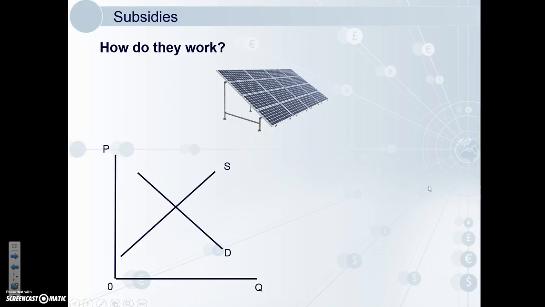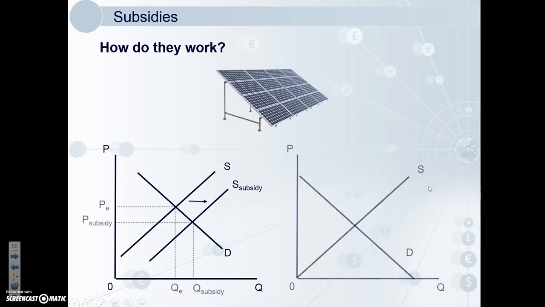Okay, easy. There we've got supply and demand and a subsidy, a supply shift right. Now we mark on the original equilibrium price and quantity and the new equilibrium price and quantity due to the subsidy. I've labeled them PE and P subsidy, QE, Q subsidy. So we can see clearly that the price of the panels decreases and quantity produced increases as a result.